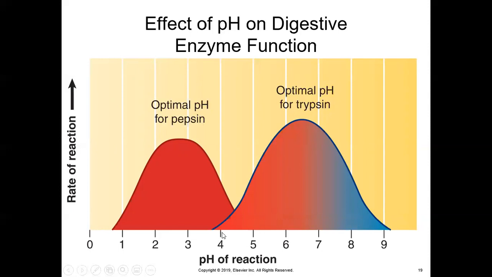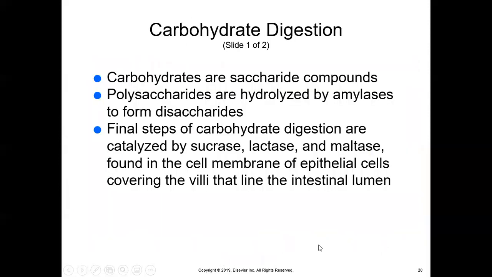Then another one is trypsin. It starts off as trypsinogen, the proenzyme, and then it becomes trypsin at the optimal pH. Optimal pH is between 5 and 9, or 4 and 9. Now we have carbohydrate digestion.